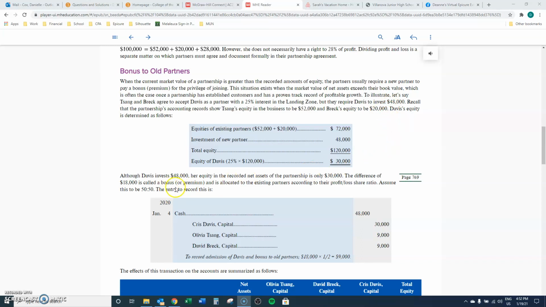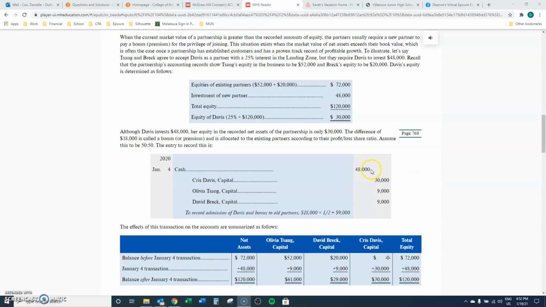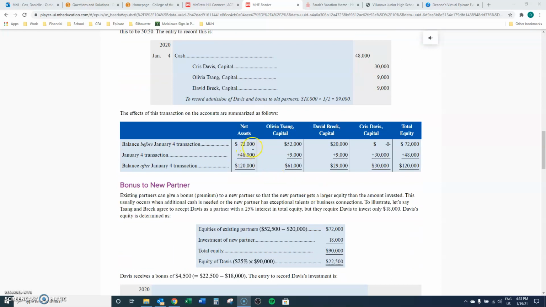That is the bonus or the premium, and that gets allocated to the existing partners. And again, they could have an agreement of how it's to be allocated. Here they're saying it's 50-50. So the entry, you're going to debit cash $48,000, and you're going to increase each one of the partners' capital accounts. Chris's account is going to be increased by the portion that we calculated here, $30,000. The $18,000 then gets split between the two remaining partners because it was 50-50, so theirs get increased by $9,000 each.